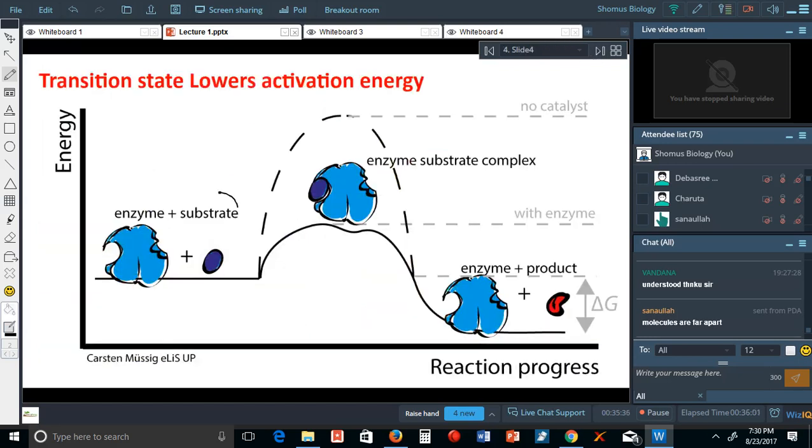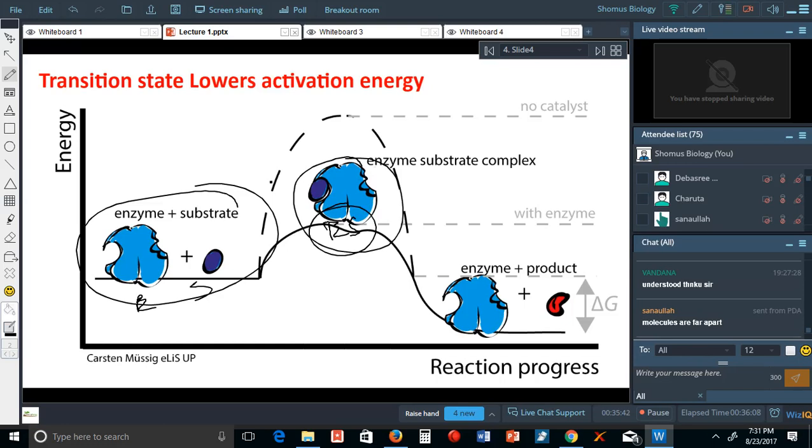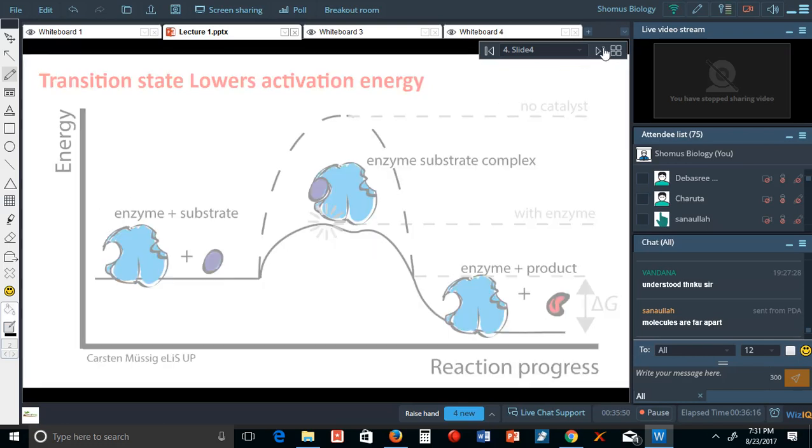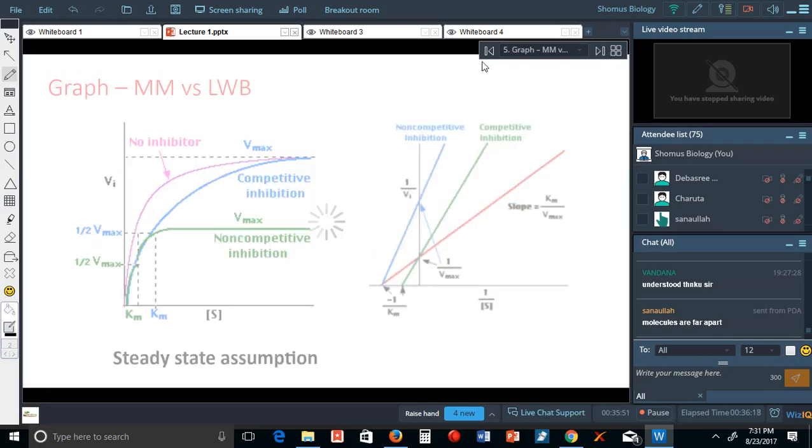So in a sense, we can say that at the very beginning we have the enzyme and substrate separately, then we have the enzyme-substrate complex. This formation of the enzyme-substrate complex lowers the activation energy of the reaction, and then at the end we receive the end products, that is, the product and the enzyme separately.